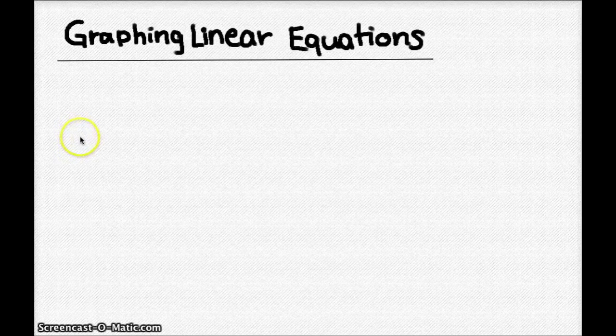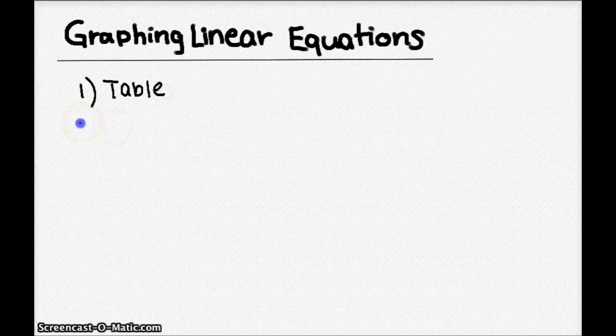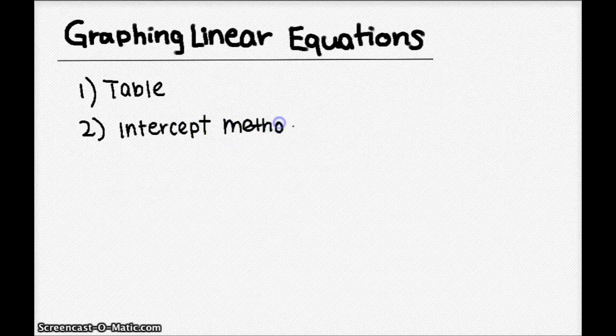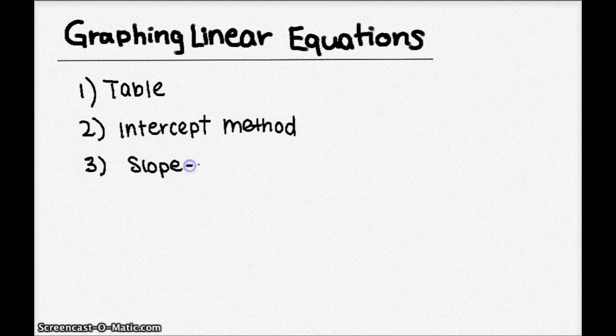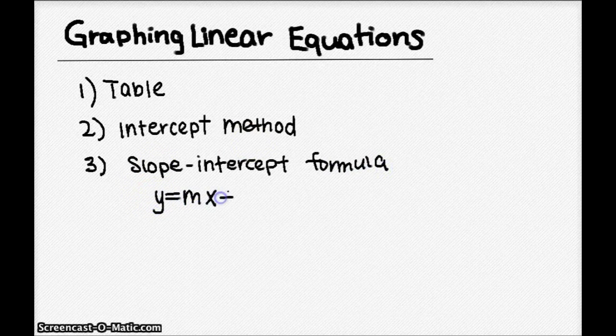Hi everyone, today we're going to cover the three main ways to graph linear equations. So the first way to graph a line is by using a table. The second way is by using the intercept method. And the third way is by using the slope-intercept formula. And this is also y equals mx plus b.